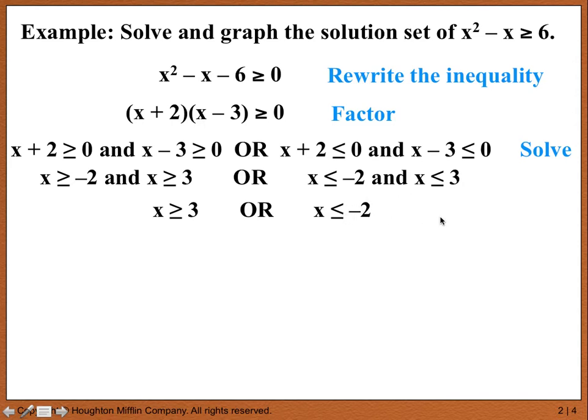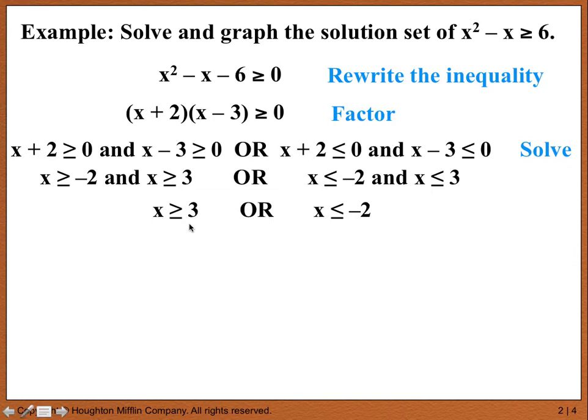For example, take an x value of 2. An x value of 2 does fit the criteria of being less than or equal to 3, but it doesn't fit the criteria of being less than or equal to negative 2. And so I look at the common area because I'm trying to find the intersection.